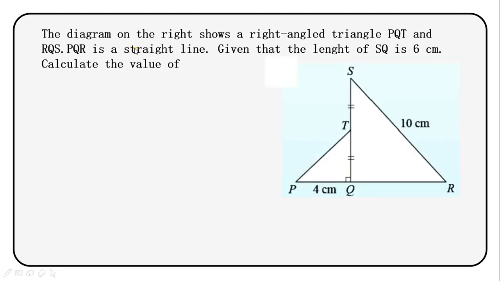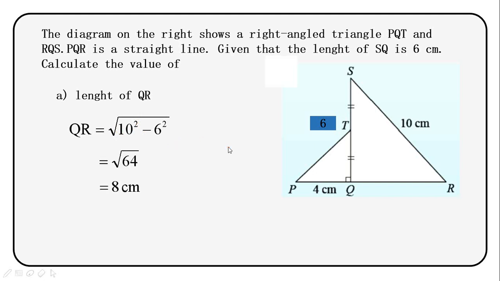So next, the diagram on the right shows right angle triangles PQT and RQS. PQR is a straight line. Given that the length of SQ is 6 cm, calculate the length of QR here. So we know SQ is 6. So we can use Pythagoras theorem to find the length of QR, which is QR equals the square root of 10 squared minus 6 squared equals 8 cm.